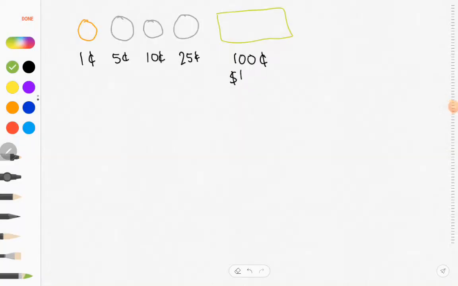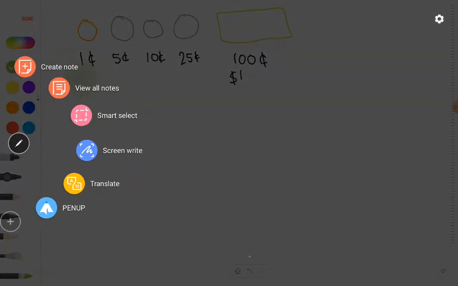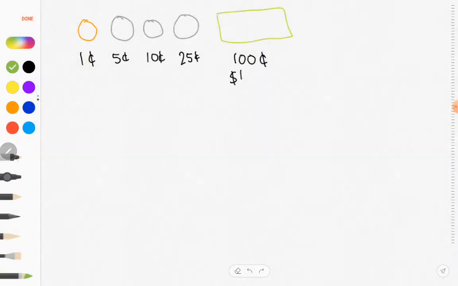Alright, so fun thing about money is it is also decimals. So today we're going to work on adding decimals and also work on your real life skills of being able to use money. Alright, so we have our penny, we have our nickel, we have our dime, quarter, and a dollar bill.